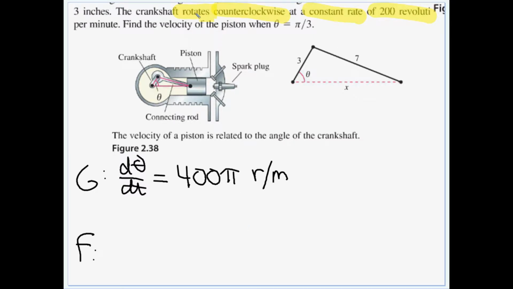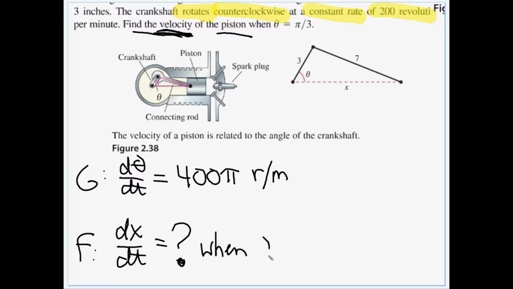What they want us to find is the velocity of the piston. Remember, velocity or speed, that's the derivative of position. And here our length x is what's going to be moving back and forth. That's driving the piston forward and backward. So what we want to find is dx dt. How is that side length changing? What is its velocity? Find dx dt, set that equal to question mark, when theta equals pi over 3.